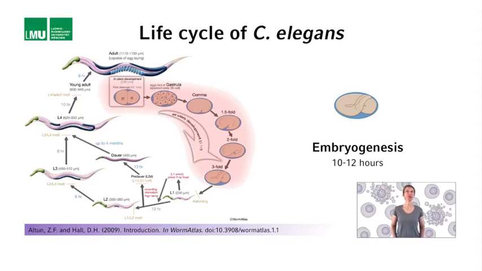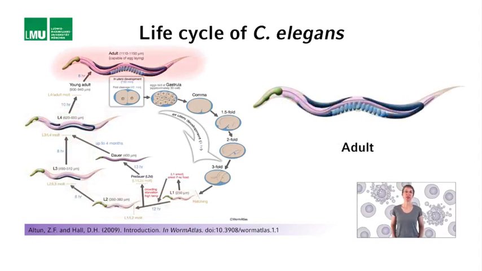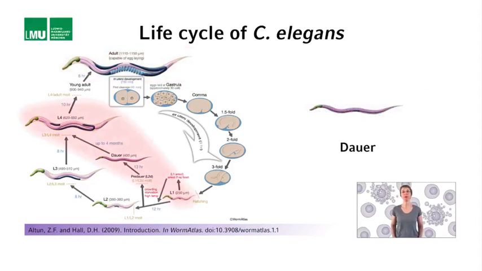After embryogenesis, a small worm hatches, the L1 larvae, and L1 stands for first larval stage. Larval or post-embryonic development takes about 48 to 60 hours, during which the larvae grows in size and goes through 4 larval stages before turning into a fertile adult. If the culturing conditions are not good, for example, if there's no food, too many worms on the Petri plate, or the temperature is too high, then L1 larvae can enter an alternative developmental pathway before turning into a L2 larvae.